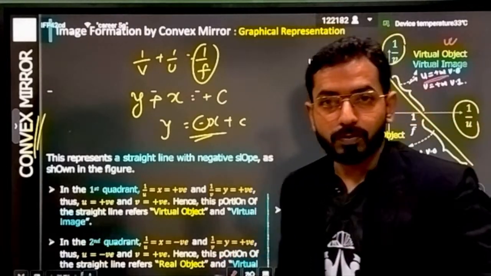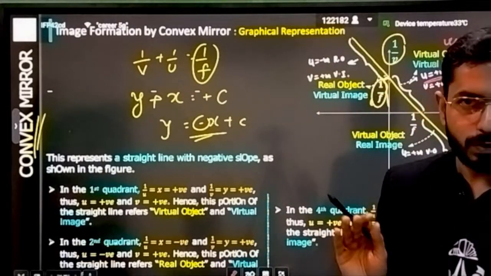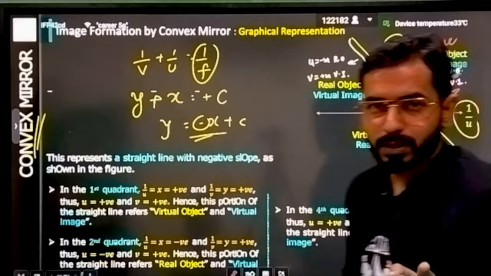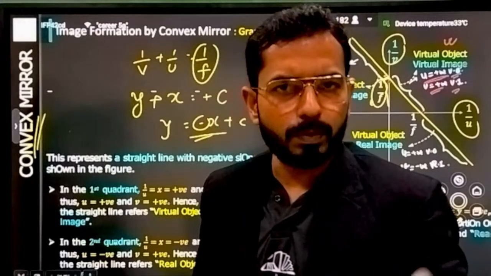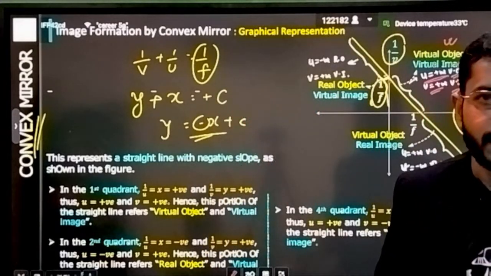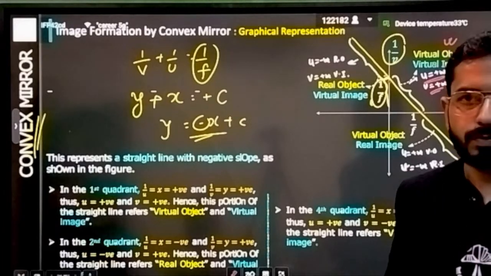That means the object is what? Virtual. Draw it and see, you will understand. The object is virtual, and what about v? The u value is positive, the v value is also positive. That means the object and image are on the same side. If the object is virtual, the image is also going to be virtual, because both of them are on the same side. If they are on the same side, either they will both be real or both be virtual.